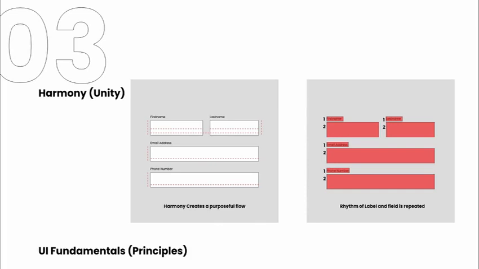And we said harmony can be gotten from repetition. So if you look closely, we have the label, we have the field, we have the label, we have the field, we have the label, we have the field. So you can also achieve harmony or unity through the aid of things like repetition, through the aid of things like rhythms.